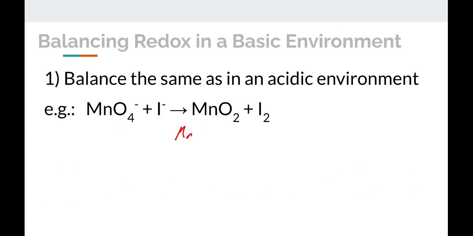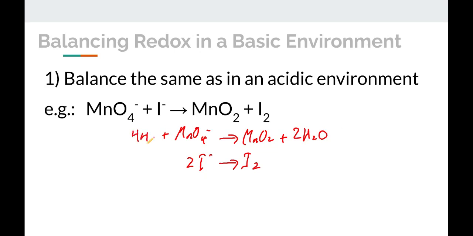I'm going to first split it up into half reactions, MnO4 minus, making MnO2, and then I minus, making I2. I'm going to balance, manganese is already balanced. I'm going to balance iodine by putting a 2 there. Now I'm going to balance oxygen. I have 4 O's on the left, 2 on the right, so I'm going to have to add 2 water on the right. That gives me 4 H's on the right, and there are none on the left, so 4H plus.